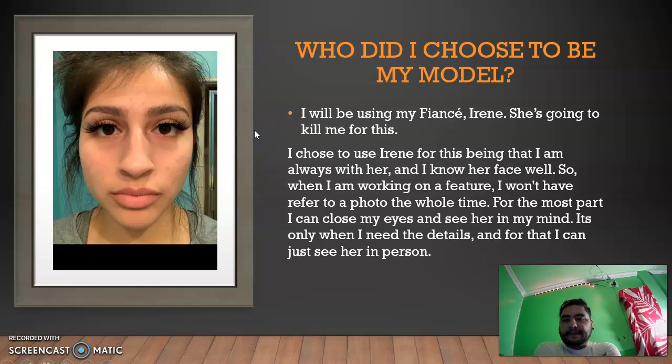So I'll be using my fiance Irene. I chose Irene for this, being that I'm always with her. I know her face well, so when I'm working on a feature, I won't have to refer to a photo. I can just picture her in my mind. The only time I'd have to refer to a photo would be for any of the detail.